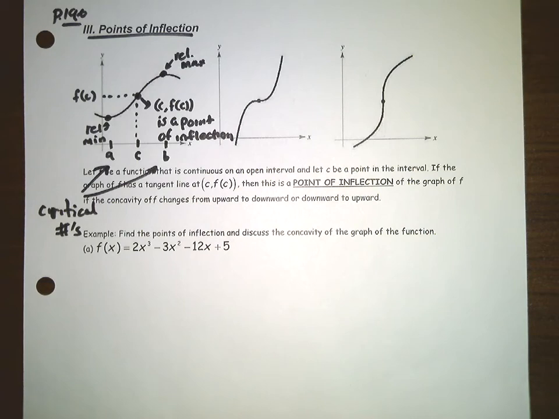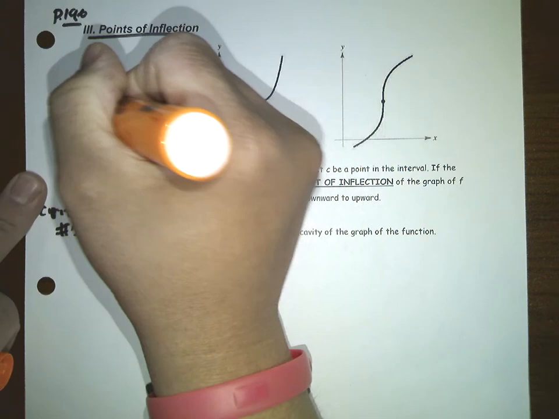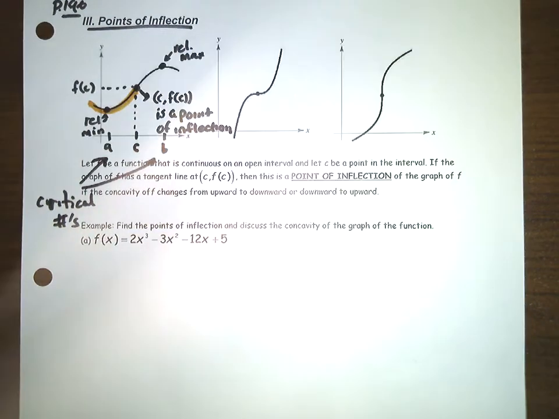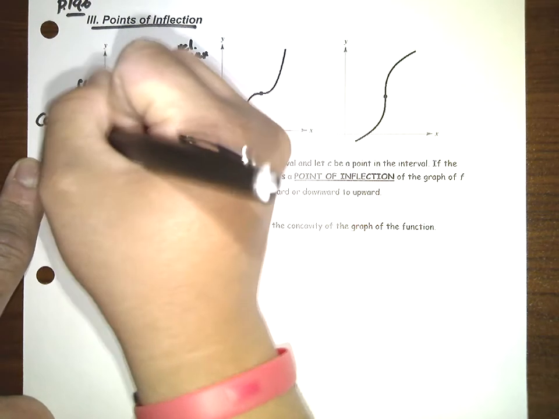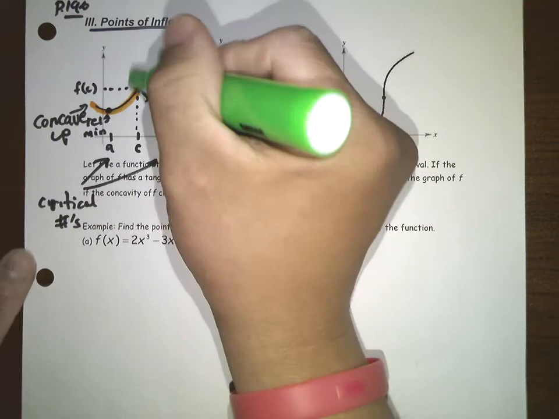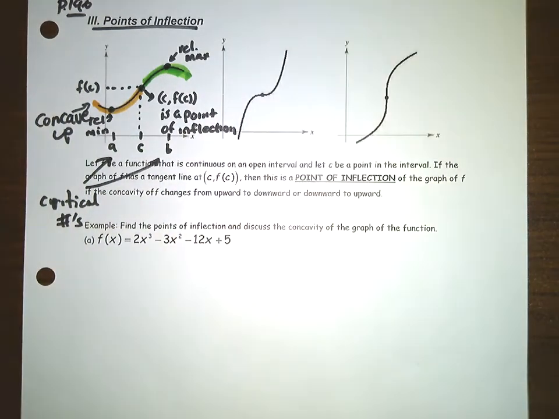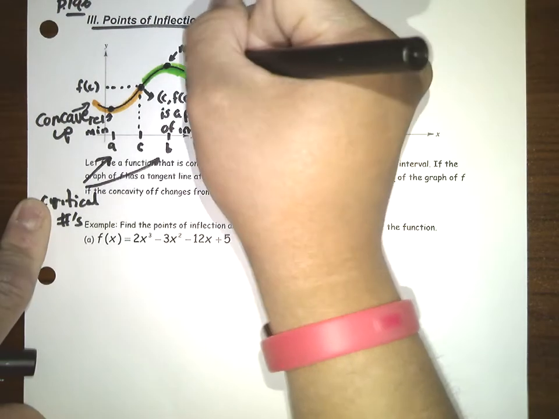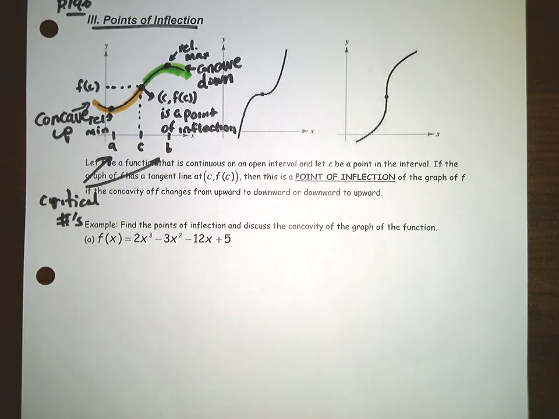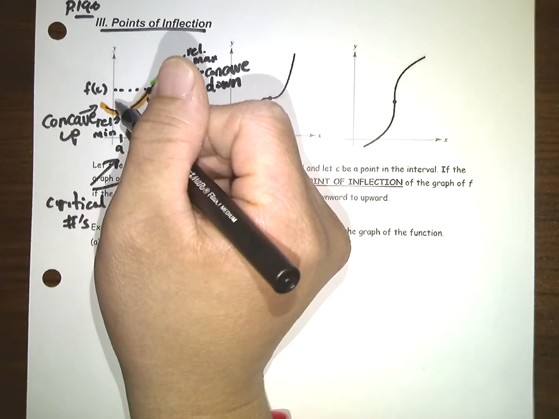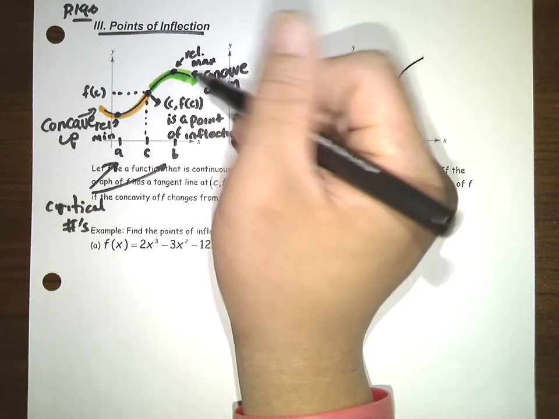Now what you need to pay attention to is what else is going on with this graph. From over here to the point c, we see that the graph is pointing in an upward direction. That's what we call concave up. And then from c on, we see that the graph is pointing in a downward direction, and that's what we call concave down. So the point of inflection is that point where the graph is changing from opening up, or concave up, to opening down, or concave down.